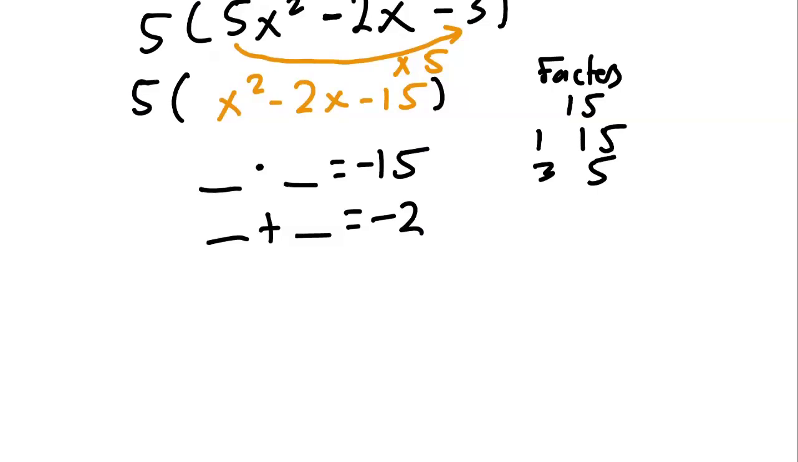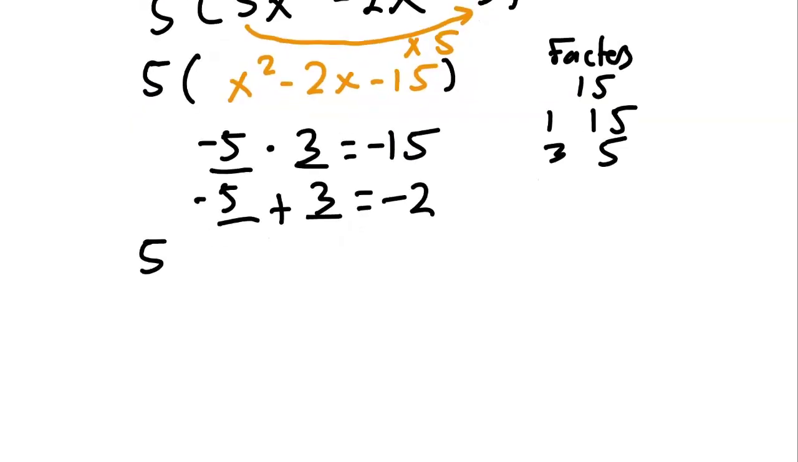4 does not go into 15. 5, 3. Okay, very good. So in this case, -5 times +3 is -15, and -5 plus 3 gives me -2. During the test, do we have to write the factors? No, you don't have to. It's honestly just up to you. I'm just doing it for note purposes because not everyone can just get it automatically.